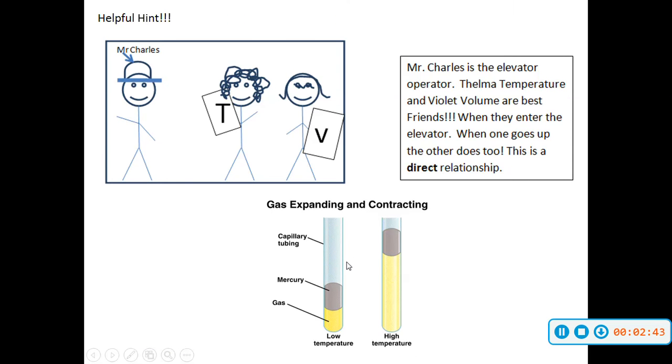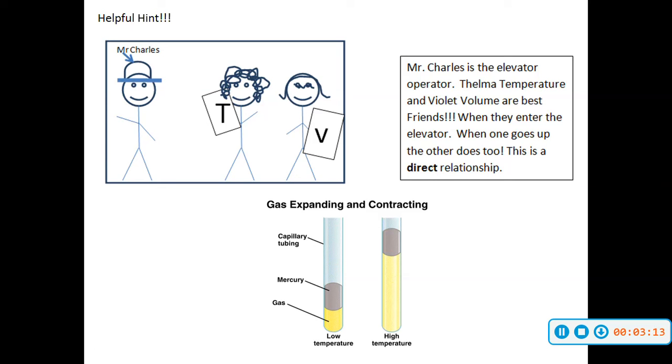A helpful hint: if you put your equation in a box, it kind of looks like an elevator. So Mr. Charles is the elevator operator. Thelma, temperature, and Violet, volume, are best friends. And of course, you know how best friends are. Wherever they go, the other one goes too. So if they both go up the elevator, Thelma and Violet will also go up. That's just a helpful hint.